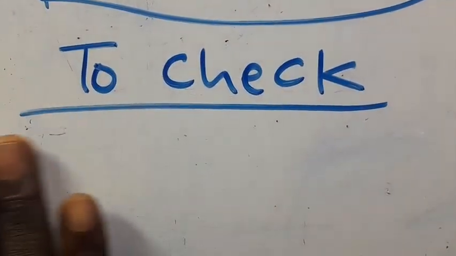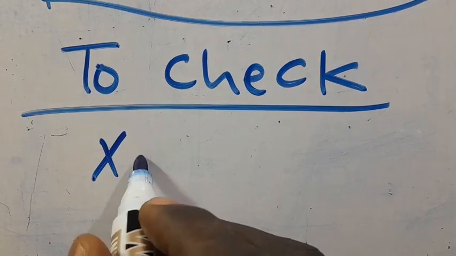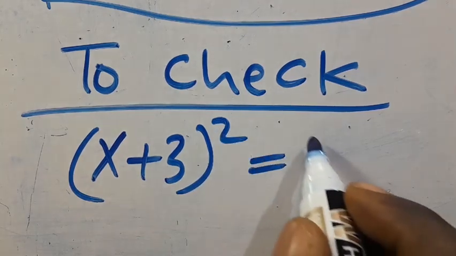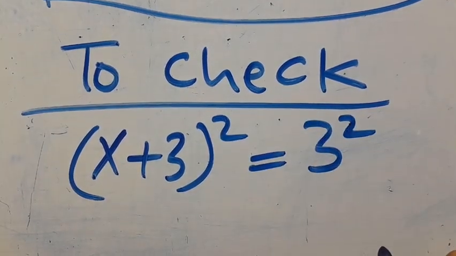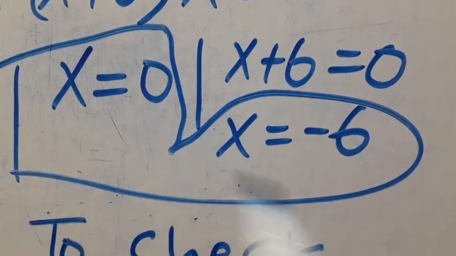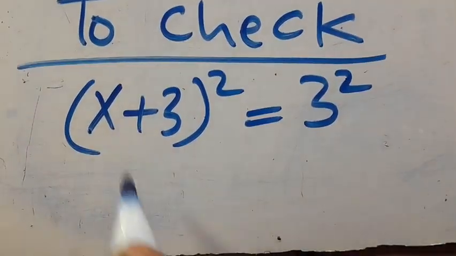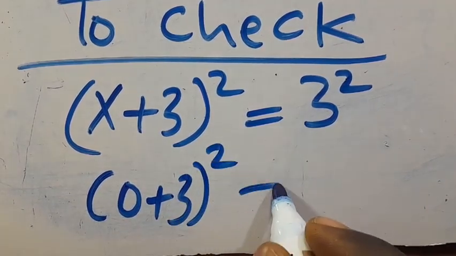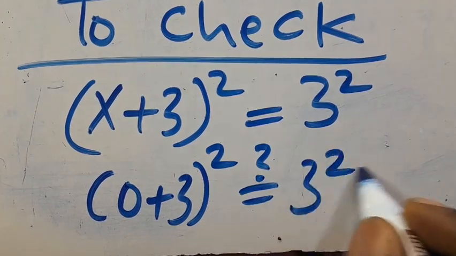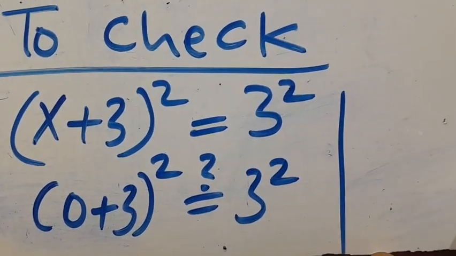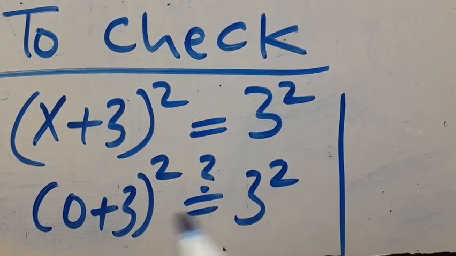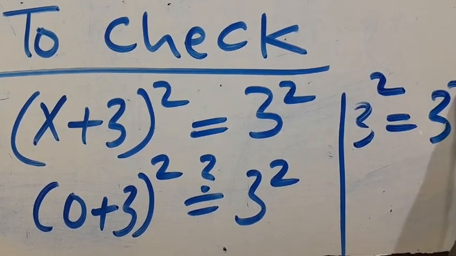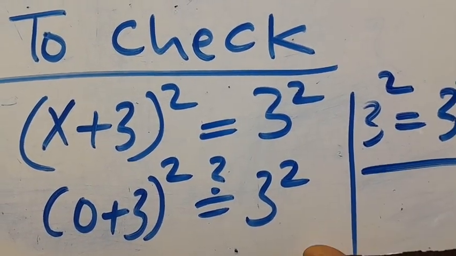We have (x + 3)^2 equals 3 to the power of 2. Then when x equals 0, let's see what will happen. Here will be 0 plus 3 to the power of 2. Then it's going to give us 3 to the power of 2. So from here we have 0 plus 3 will be 3 to the power of 2, which equals 3 to the power of 2. So this is true for x equals 0.